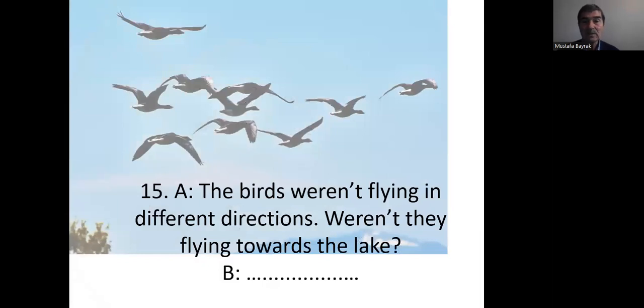Now, 15, the birds weren't flying in different directions. Weren't they flying towards the lake? Yes, that's right. They were flying towards the lake. They weren't flying in different directions. They were flying in the same direction.